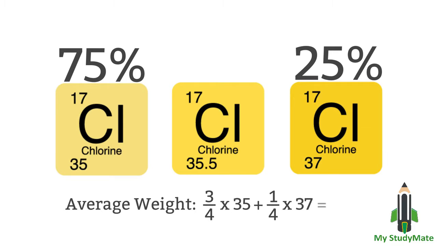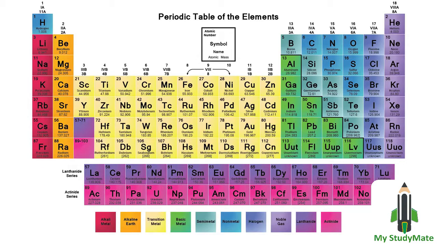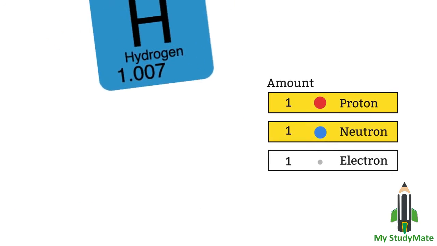Look at the periodic table. Which other elements have mass numbers that are not whole values? The lighter elements have roughly the same number of neutrons as protons, but heavier elements tend to have more neutrons to glue the nucleus together.